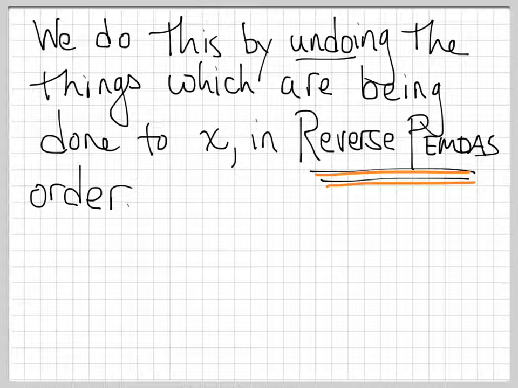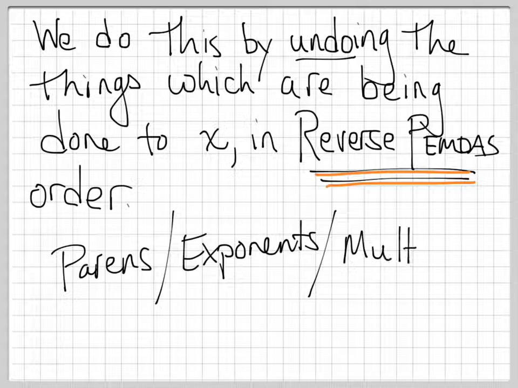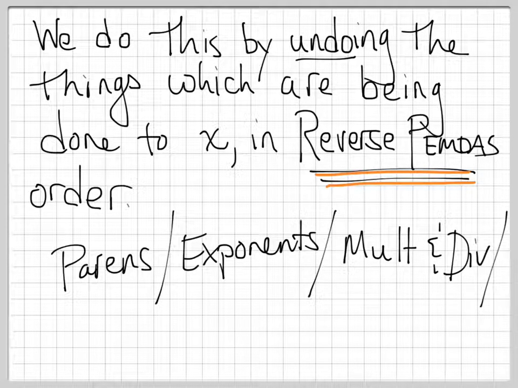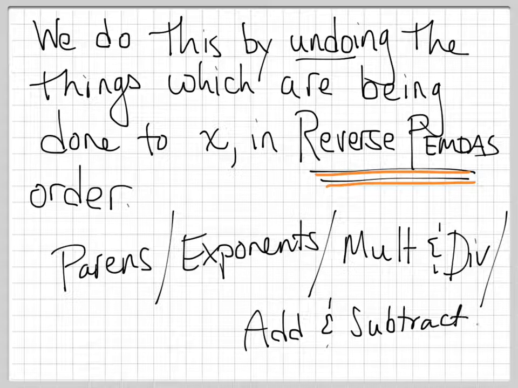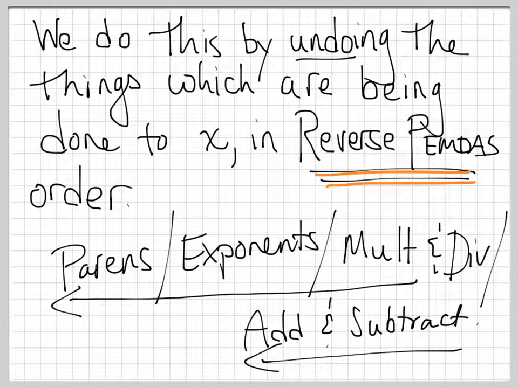Remember that PEMDAS is parentheses, exponents, multiply and divide, and then add and subtract. Right, so normally when you are evaluating something, we go in that order, but we are going to go ahead and undo things in that order. And we always go furthest away from x when we do this.